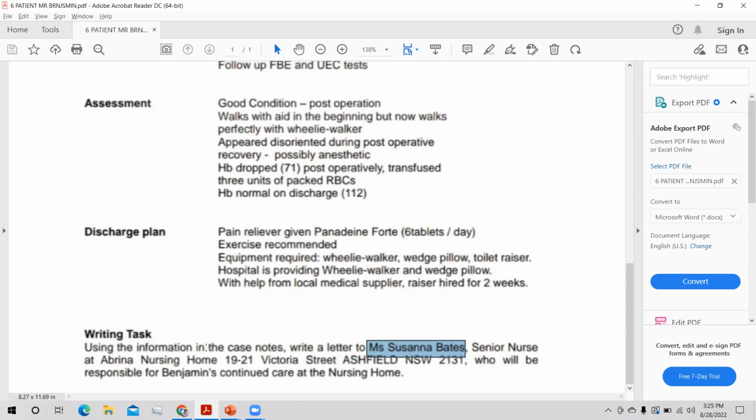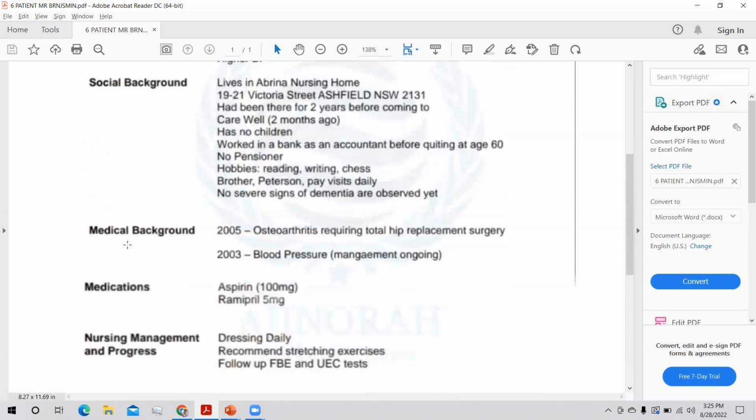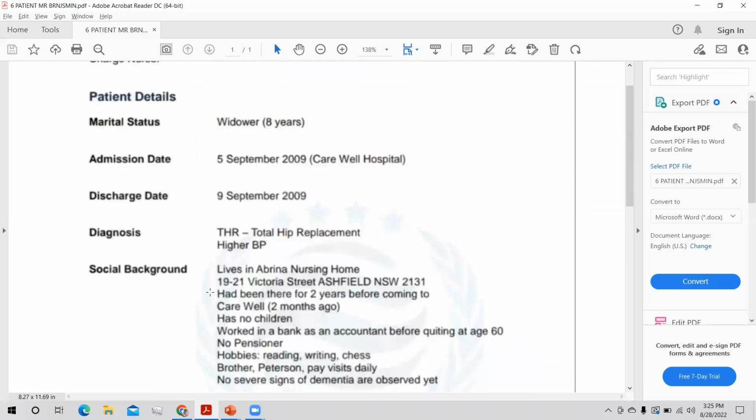To identify that, we have to go with the address. We can check the address of Susanna Bates. We already checked that it is Abrena Nursing Home, 1921. And we can go back to the top of the case note and check the patient's address. Look, it's given here. He lives in Abrena Nursing Home, 1921. He has been there for 2 years, came to Caval Hospital, and now it's 2 months past. So this patient, Mr. Benjamin, was in the nursing home, came to Caval Hospital for treatment, and he's going back to that same nursing home.